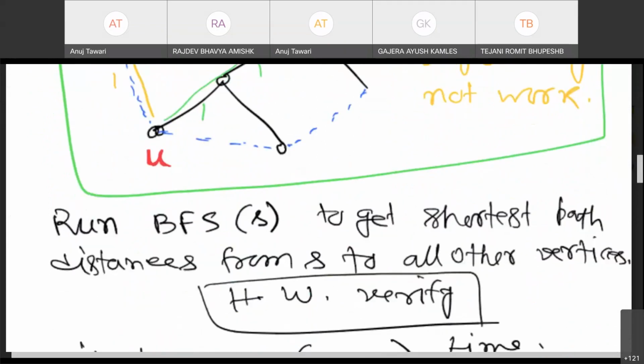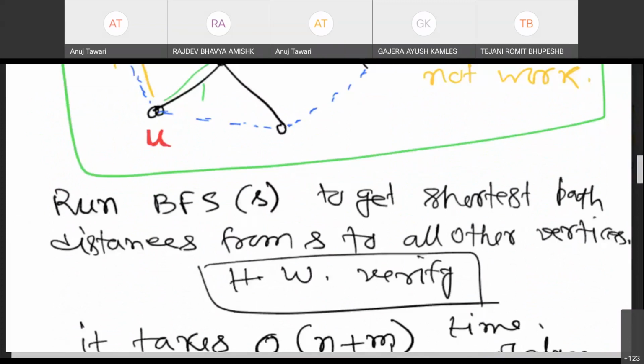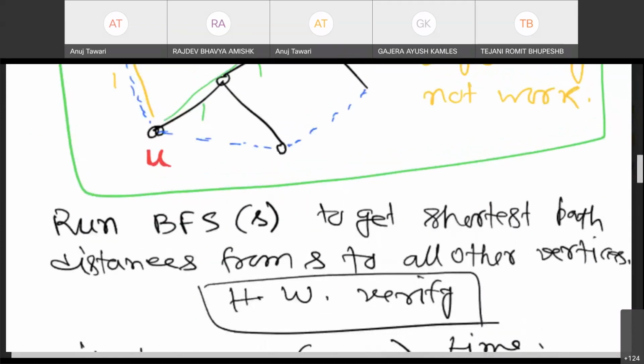So the obvious way is to run some graph search algorithm, and one idea is to use BFS, breadth first search. What do you do? You start with the start vertex S. There are certain levels: vertices on level 1 are at distance 1, level 2 are at distance 2, and so on. So it's a very obvious strategy if all the edges are of the same weight, weight 1.